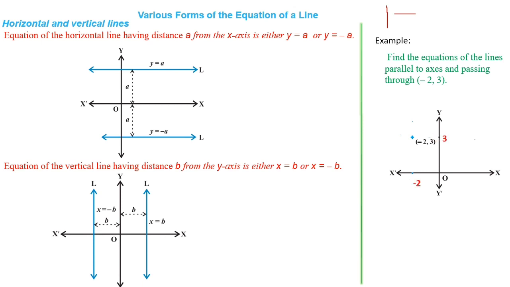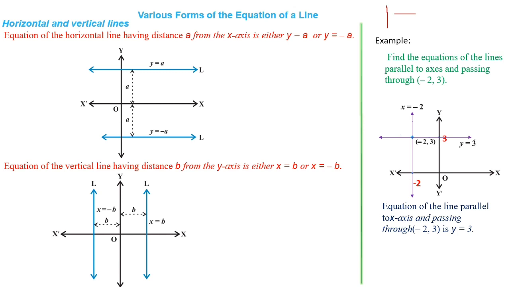So let's mark it. Parallel to the axes means through minus 2 you have to draw a line that will be parallel to the y-axis, and another one will be parallel to the x-axis. So this is passing through minus 2 on the x-axis, so we will say that x is equal to minus 2, and this line is passing through 3 on the y-axis, that's why we say that y is equal to 3. So x is equal to minus 2 and y is equal to 3 are the lines. So the equation of the line parallel to the x-axis and passing through the point minus 2, 3 is y is equal to 3. In the same way, the equation of a line parallel to the y-axis and passing through minus 2, 3 is x is equal to minus 2.